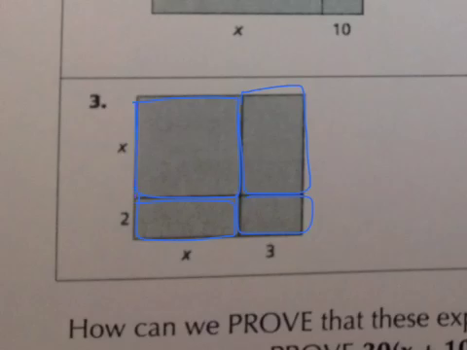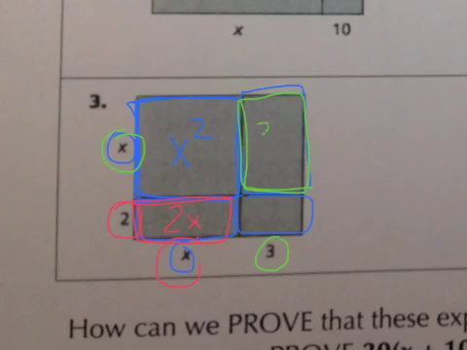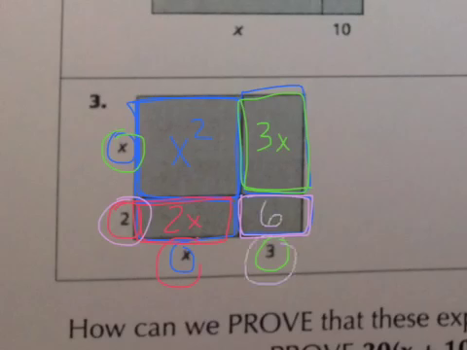So if we look here in this top square, its height is x, its base is also x, and x times x is x squared. If we look at this bottom rectangle, its height is 2, its base is x, and 2 times x is 2x. If we look at this rectangle up here, its height is x, its base is 3, and x times 3 is the same as 3 times x, and that's 3x. And then finally, our little rectangle down here, it has a height of 2 and a base of 3, and 2 times 3 is 6. We just get a nice number.